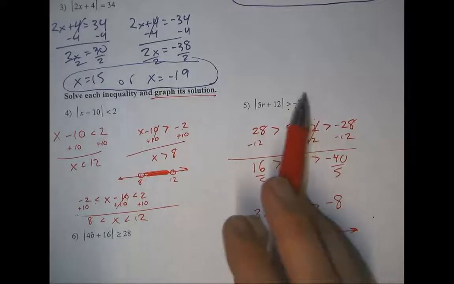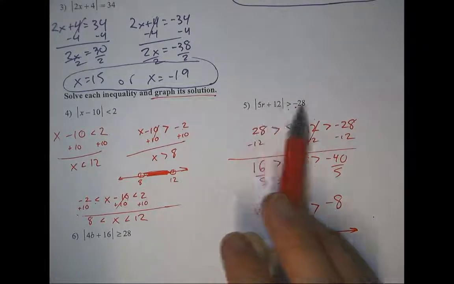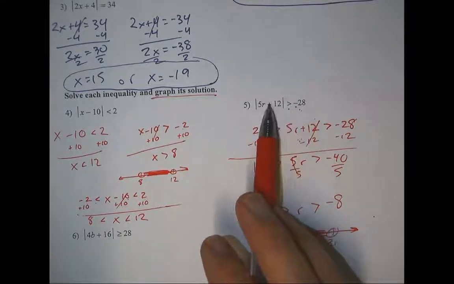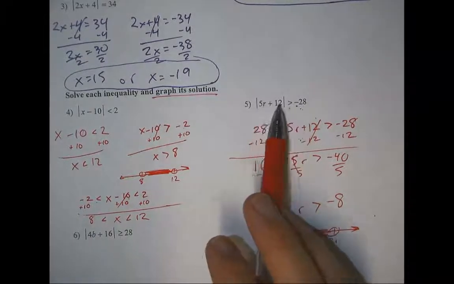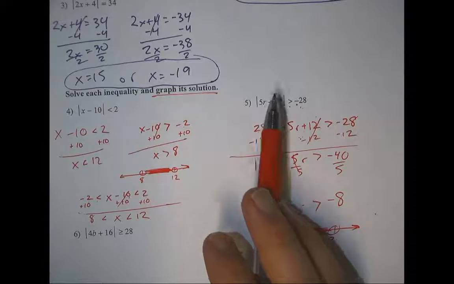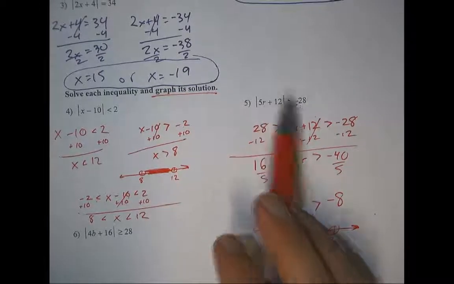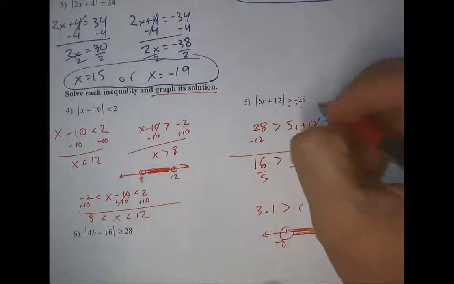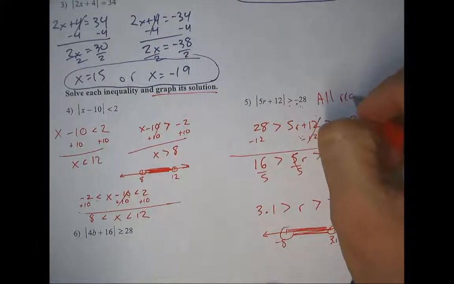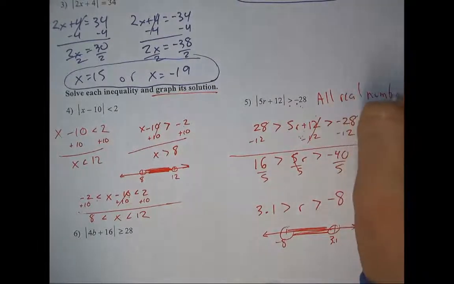So when you look closely at this, forget what any of this says. The absolute value of anything is always going to be greater than a negative, because when I take the absolute value of a number, it's going to be positive. It could be 0 and it could be positive. So is it always greater than negative 28? The answer is yes. This is all real numbers.